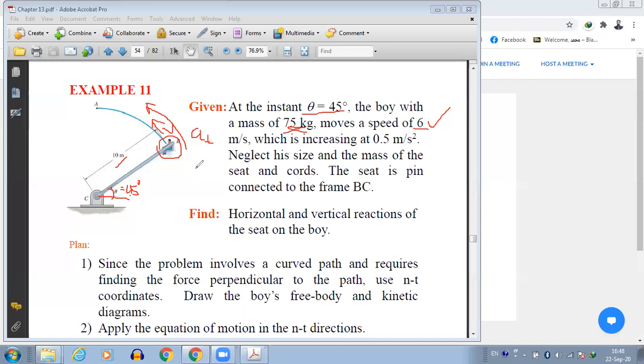We need to neglect the size and the mass of the seat and cords. The seat has been connected to the frame BC. Find the horizontal and vertical reactions of the seat on the boy. Obviously, the boy is seated, so there will be a horizontal reaction and there will be a vertical reaction of the seat on the boy. So we need to find these reactions. Before moving towards the solution, first of all, do you understand the problem statement or not? Is there any student who has any problem in the statement of the problem? We are going to proceed now.